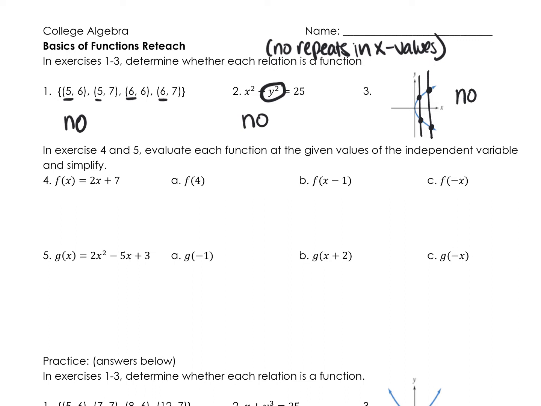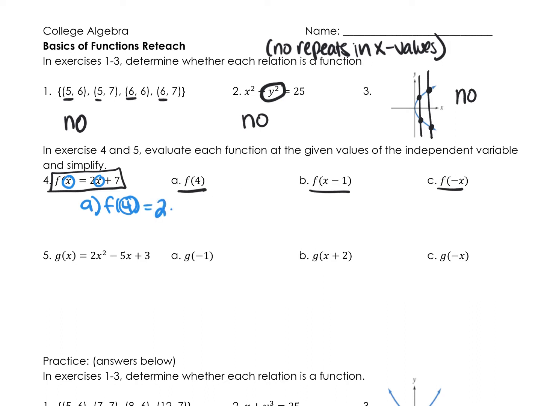Number 4, we're going to evaluate the function at 3 different parts: f of 4, f of x minus 1, and f of negative x. And this is the function they give us. Okay, so for A here, for f of 4, the only thing that's changed is this x has now become a 4. So anywhere there's an x, we're going to replace that with a 4.